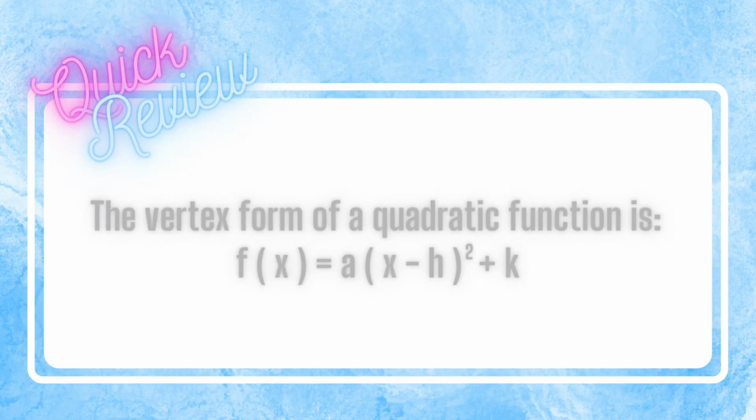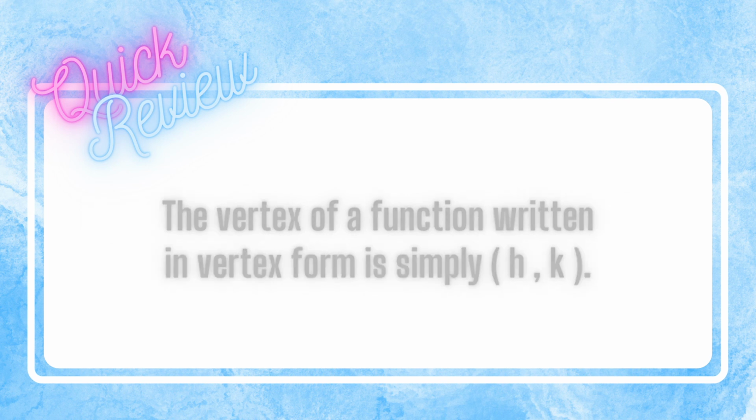Here's the review for this lesson. The vertex form of a quadratic function is f of x equals a times x minus h quantity squared plus k. The vertex of a function written in vertex form is simply h, k.